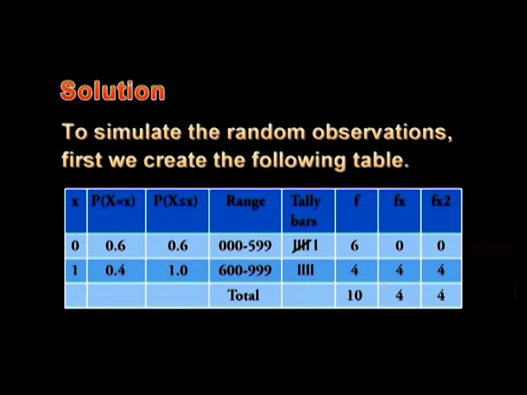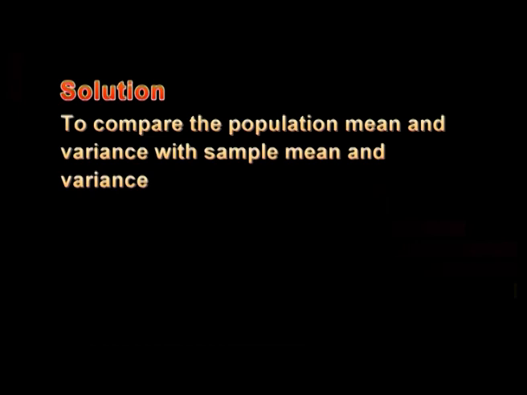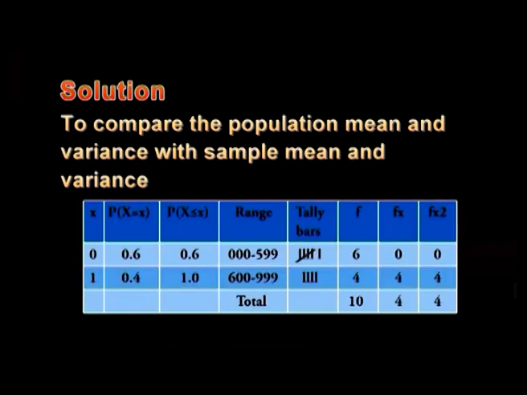We can simulate 10 random observations from Bernoulli distributions as 1, 0, 0, 1, 0, 1, 0, 0, 0, 1. To compare the population mean and variance with sample mean and variance, we calculate three more columns, f, f into x and f into x square, and find the corresponding totals. Now let us find the population mean and variance.